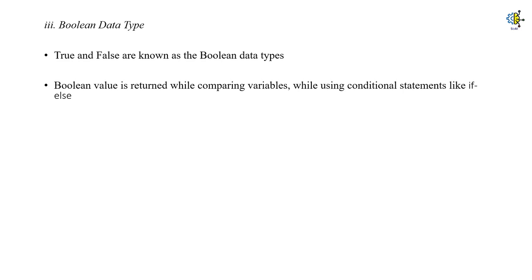Let's take a look at the Boolean data type. True and false are known as Boolean values or Boolean data types. Boolean values are returned when comparing variables. Also, they are returned while using conditional statements like if-else. For example, if you compare 10 and 7 and print the value, you will get false.